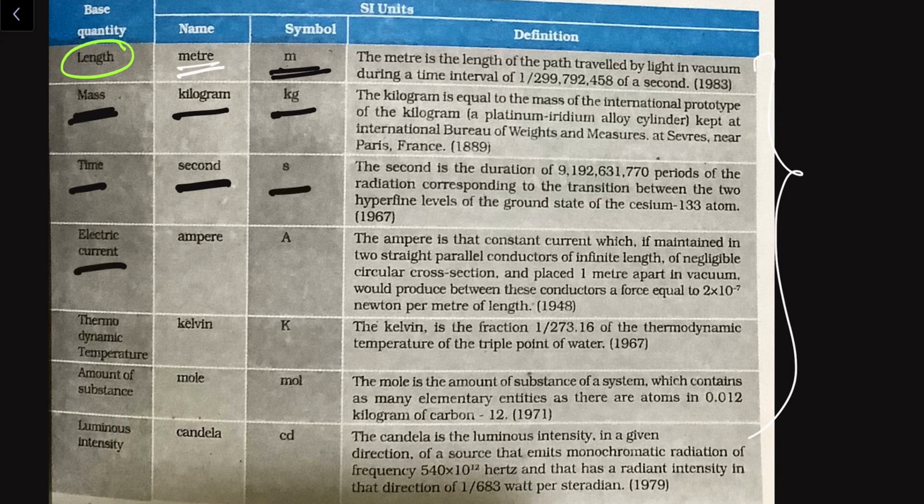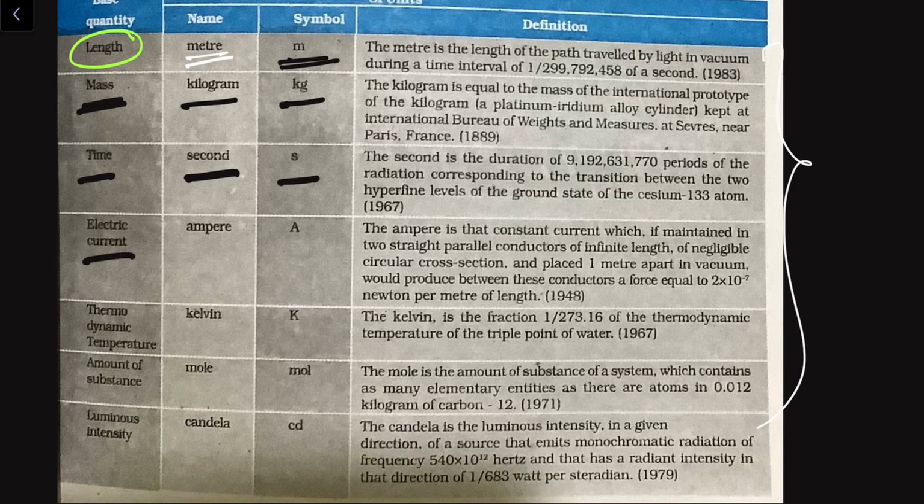In case of electric current, which means the number of charges flowing per second through a cross section, ampere is the unit and capital A is the short form that we will use for problem solving purposes. While solving the problems we will use the short forms of these units.